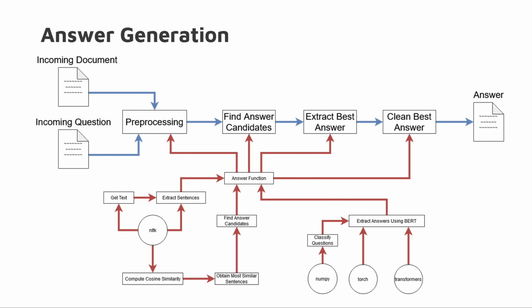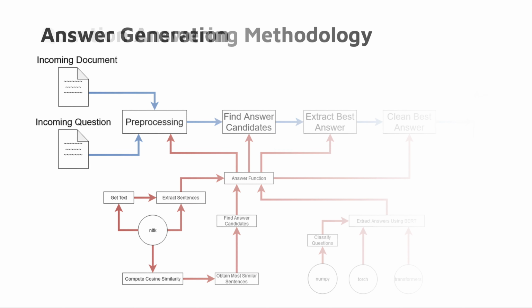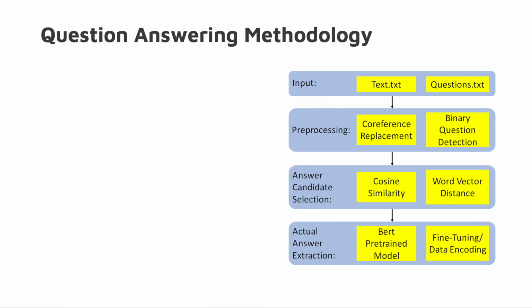The answer generation algorithm relies on the answer function, which is wrapped up using text preprocessing, candidate selection, and actual answer extraction. These tasks are primarily conducted using NLTK libraries and BERT models which have been fine-tuned to answer questions. Once we have the answer, it is subjected to post-processing.